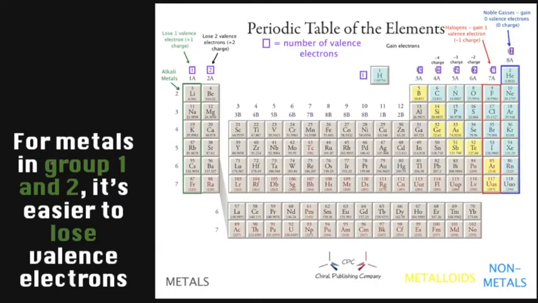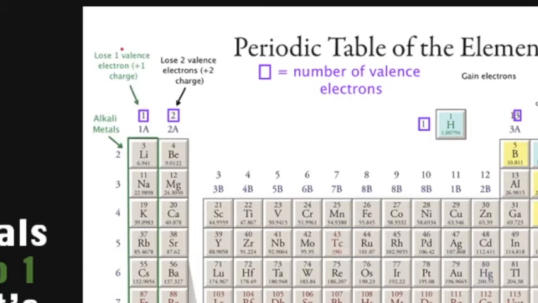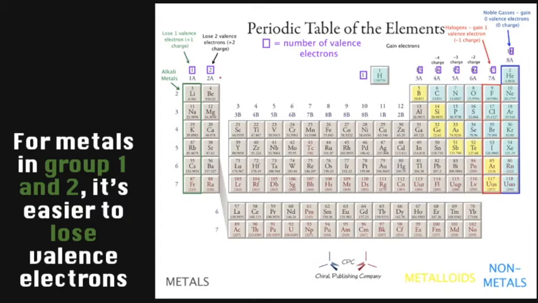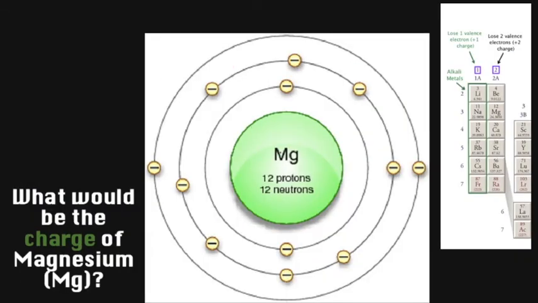So just to rehash this point, for metals, it is easier for them to lose their valence electrons. Here is the periodic table that I'm giving you this week. You'll notice that up here it says for group 1, it loses one valence electron, and it therefore has a +1 charge. The same thing goes for group 2. Group 2 has 2 valence electrons, so they will want to lose those 2 valence electrons and have a +2 charge.